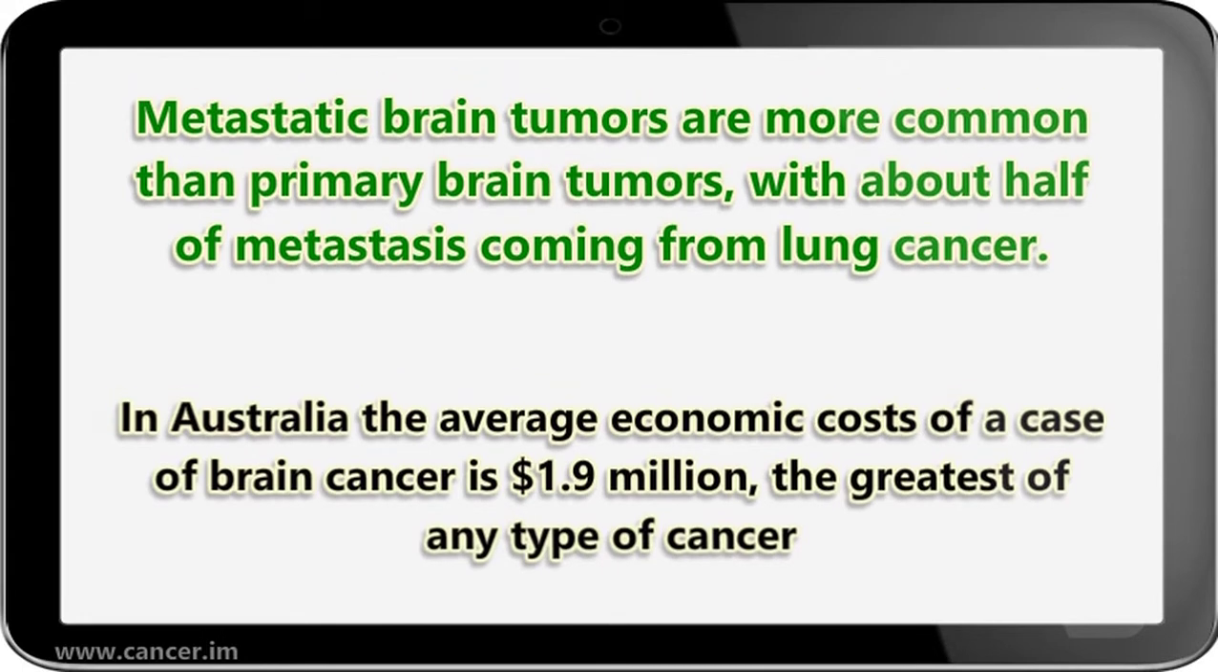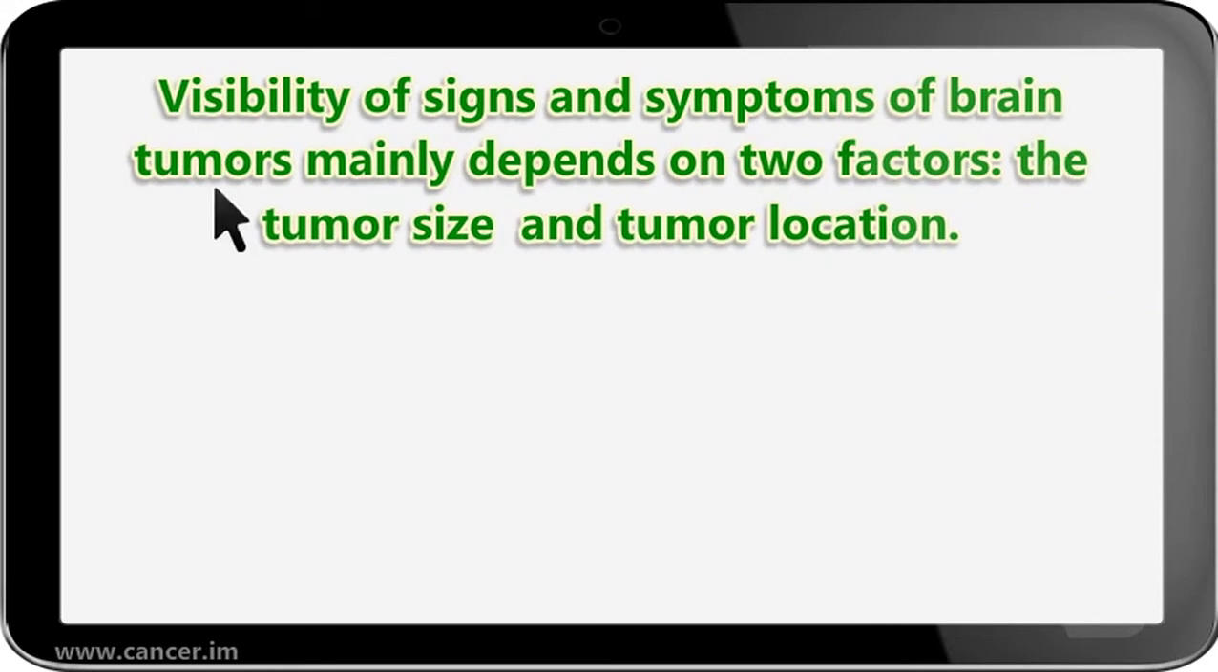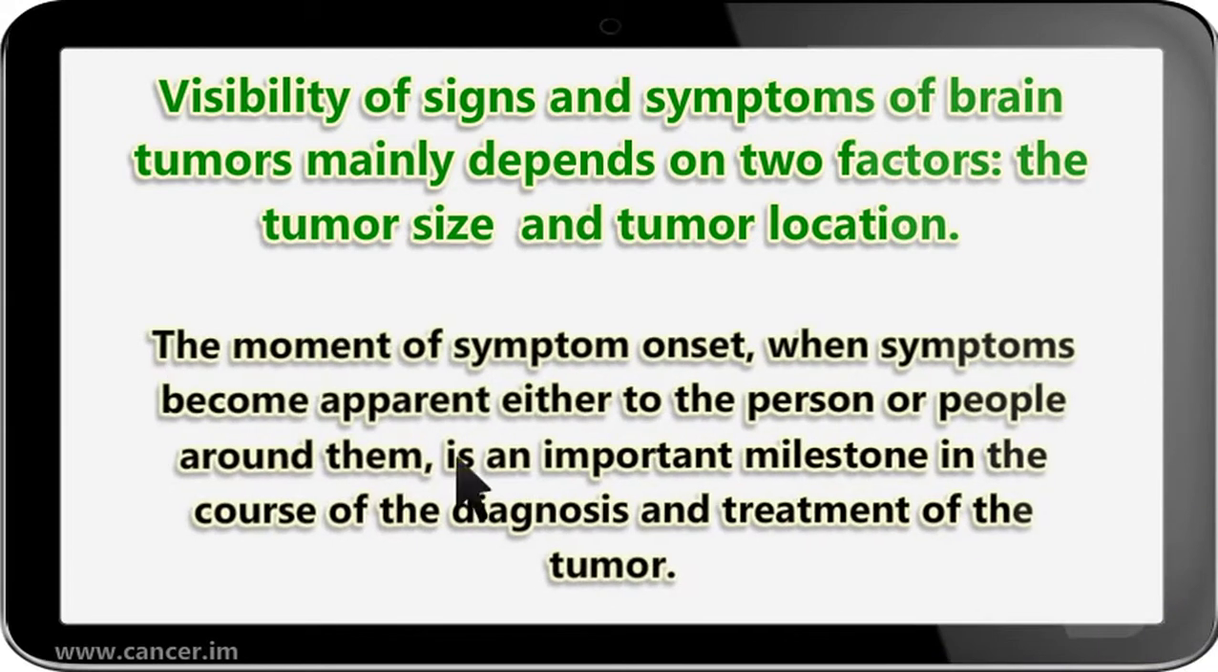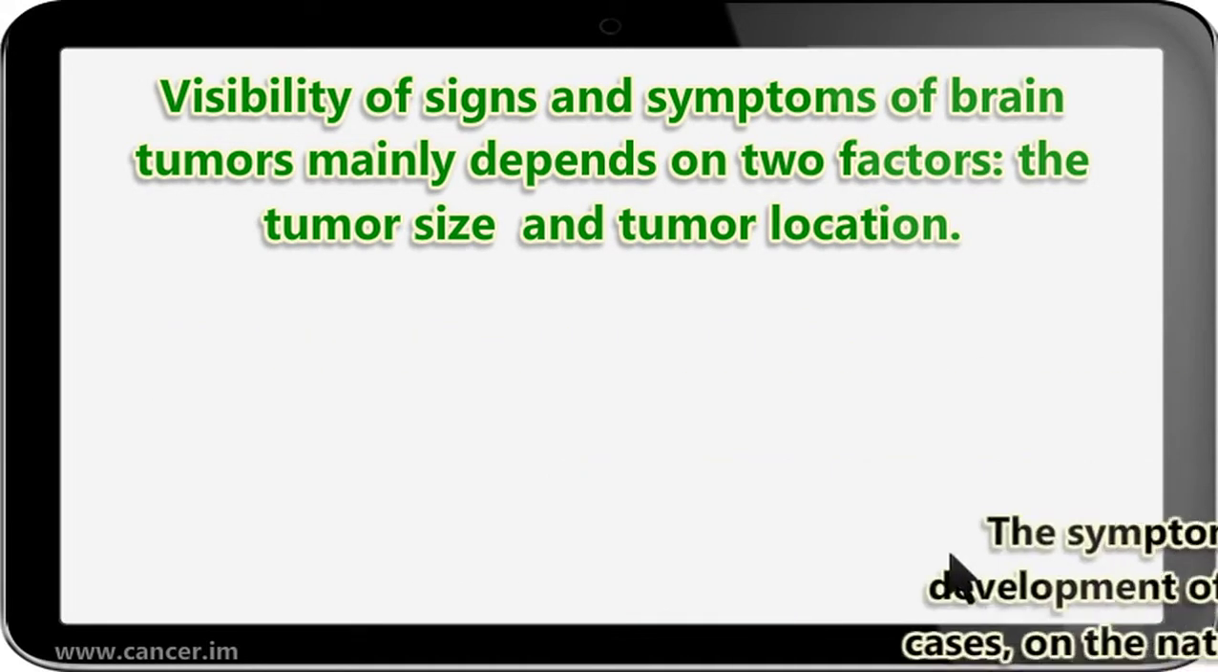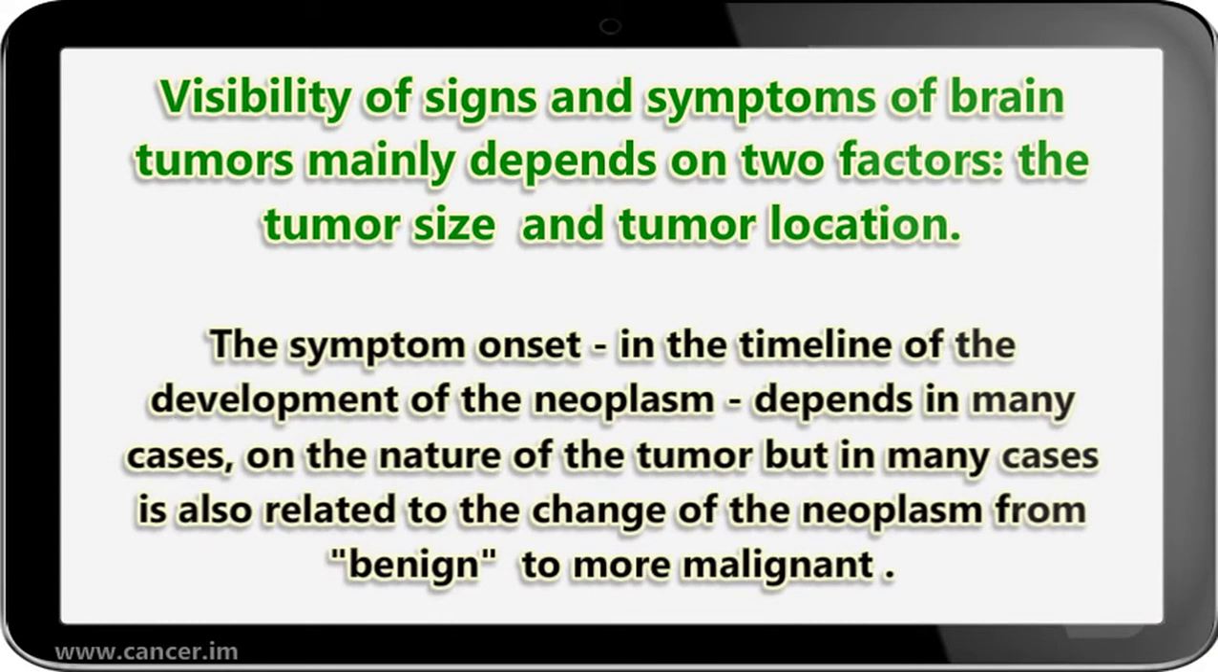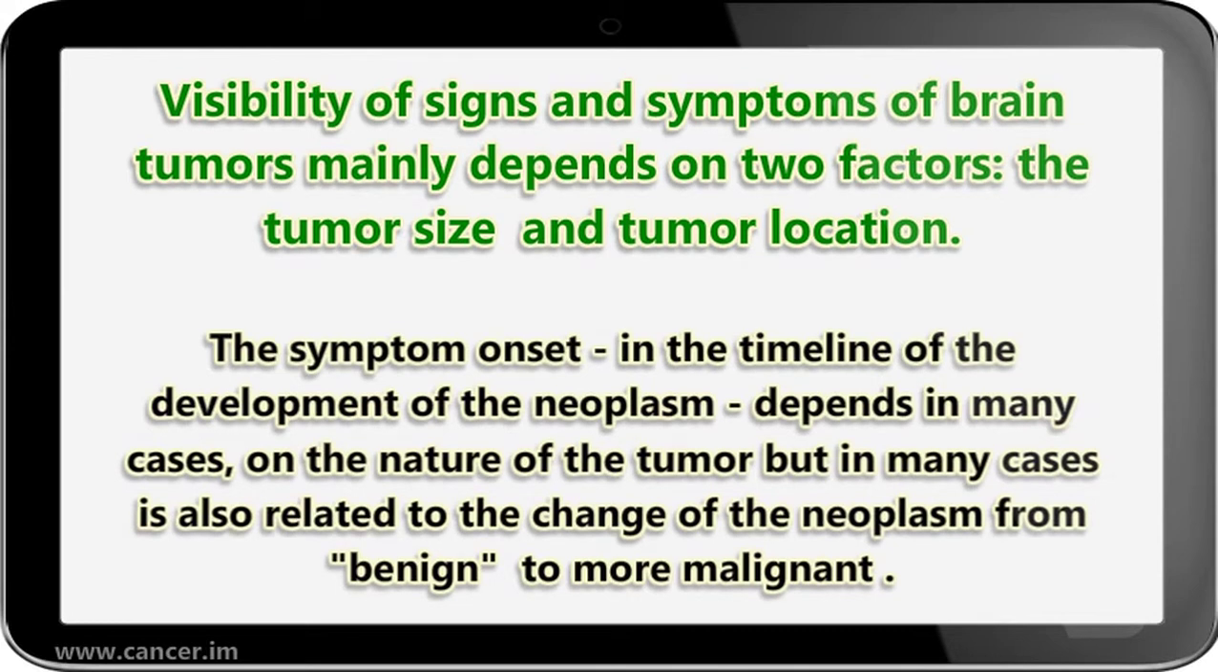Visibility of signs and symptoms of brain tumors mainly depends on two factors: the tumor size and tumor location. The moment of symptom onset, when symptoms become apparent either to the person or people around them, is an important milestone in the course of the diagnosis and treatment of the tumor. The symptom onset, in the timeline of the development of the neoplasm, depends in many cases on the nature of the tumor, but in many cases is also related to the change of the neoplasm from benign to more malignant.